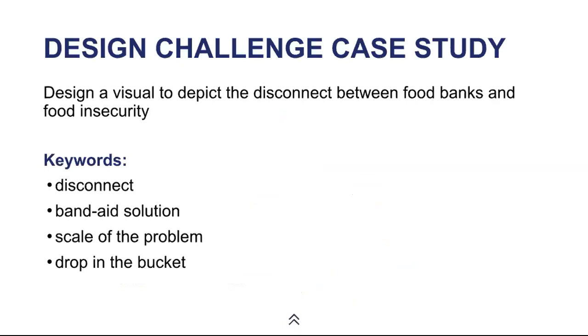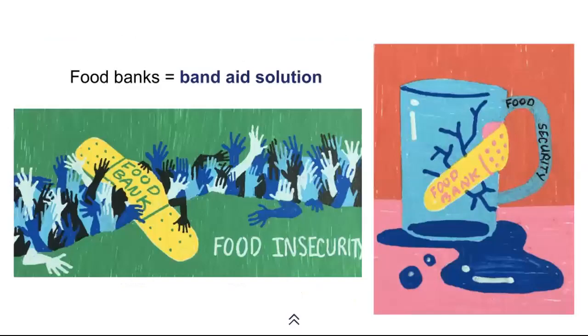I'd like to leave you with a design challenge case study that our team faced recently. We were asked by a colleague to design a visual to depict the disconnect between food banks and food insecurity across Canada. She gave us some key words to work with and to help us think about what the design could look like. She was really picturing something very visual. So the key words she chose were disconnect, band-aid solution, scale of the problem, and drop in the bucket. So these were the key words that we worked with to design some examples for her.